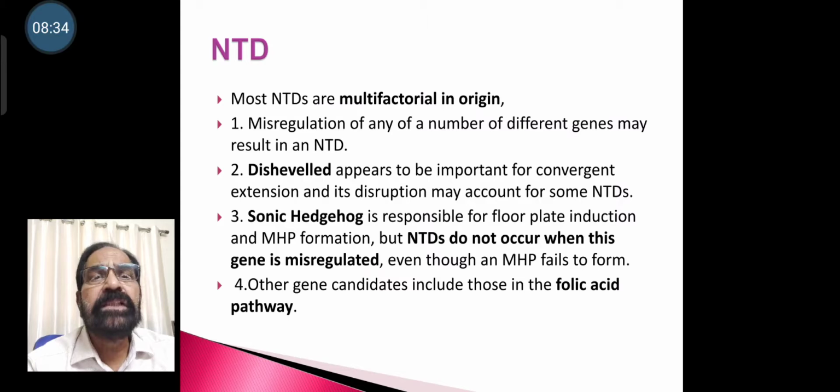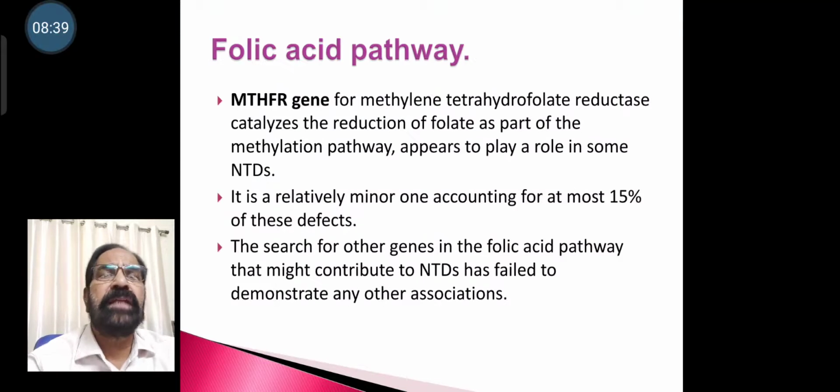Other gene candidates include those in the folic acid pathway. So now we start with the folic acid pathway. The MTHFR gene, for methylenetetrahydrofolate reductase, catalyzes reduction of folate as part of the methylation pathway and appears to play a role in some of the neural tube defects. It is a relatively minor one, accounting for at most 15% of the defects. The search for other genes in the folic acid pathway that might contribute to neural tube defects has failed to demonstrate any other associations.